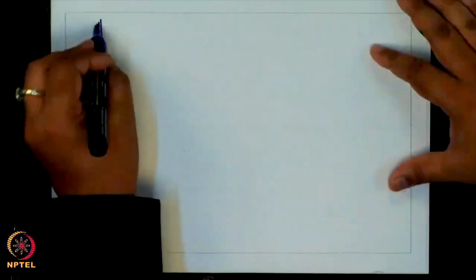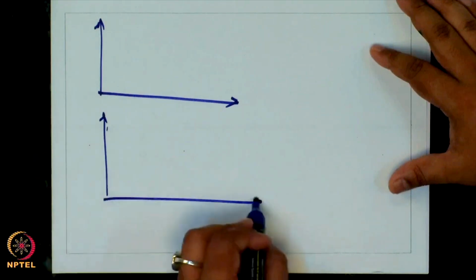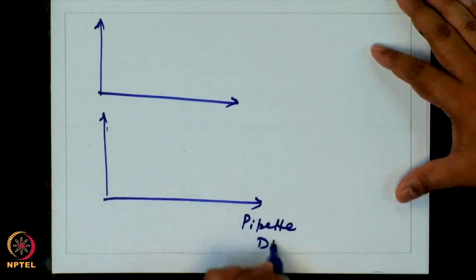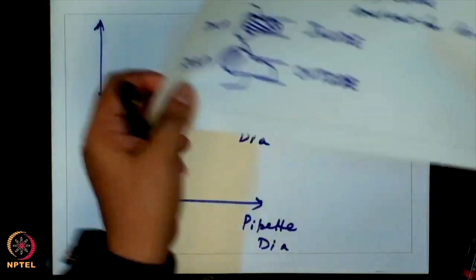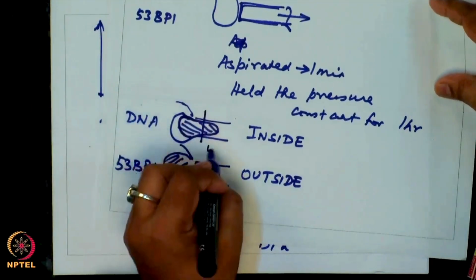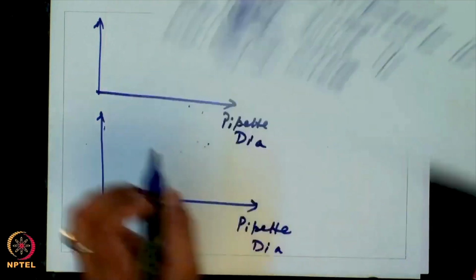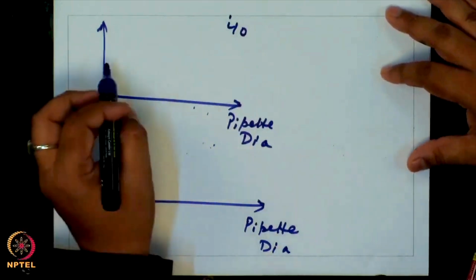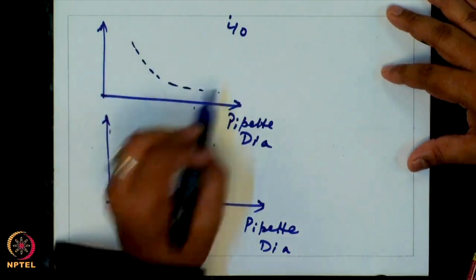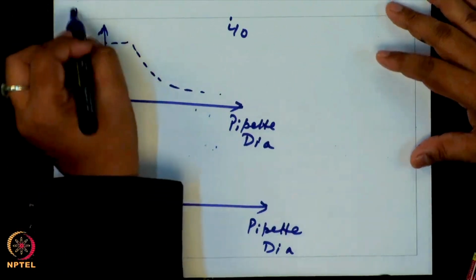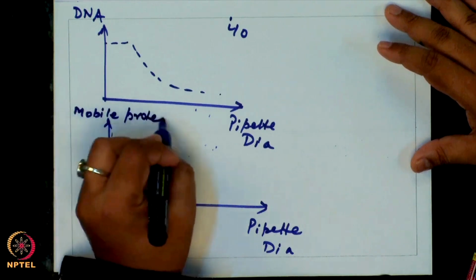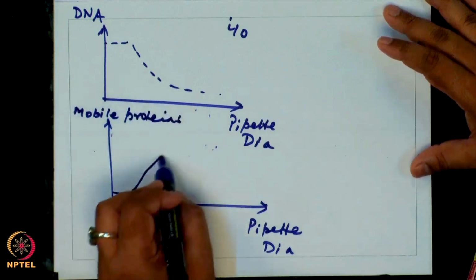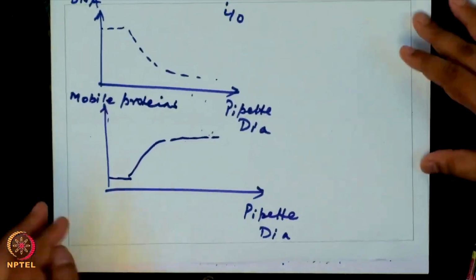They then did this routinely using pipettes of varying diameters. And what they found, so our x axis is the pipette diameter. And what they tracked here was the ratio inside to the ratio outside, so they are tracking the ratio I by O. With increase in diameter, this is the DNA intensity ratio, and this is all the mobile proteins. They exert completely opposite effects.